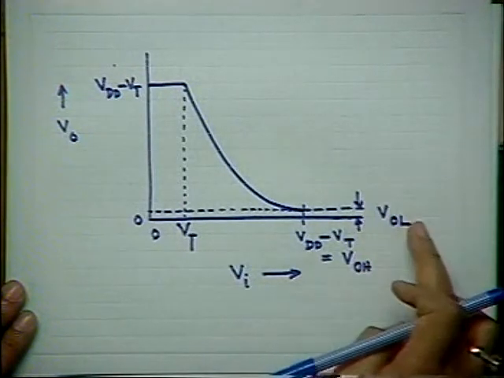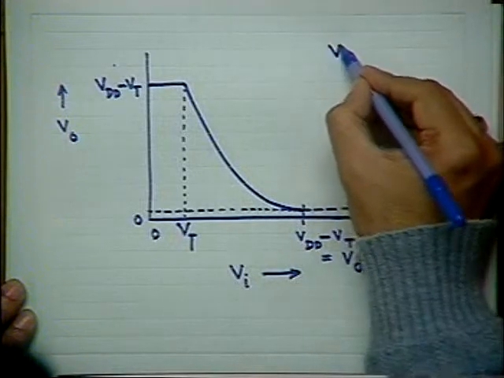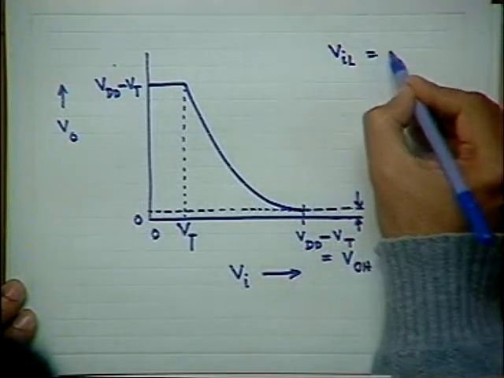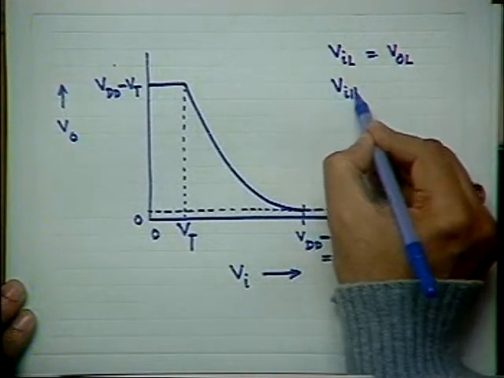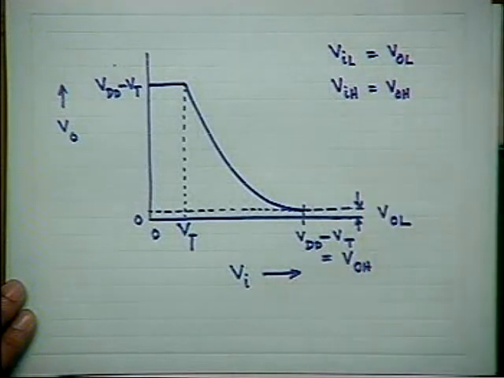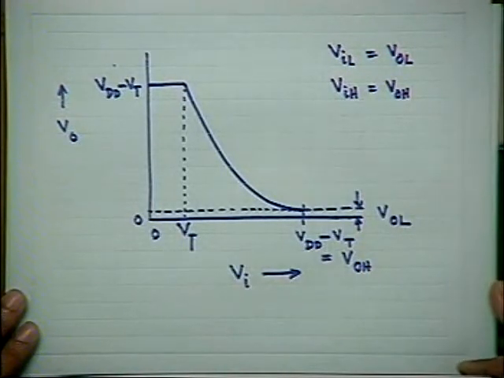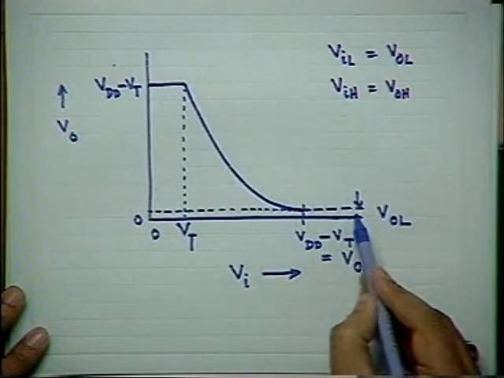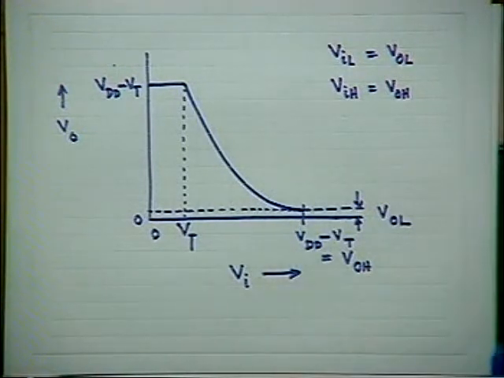You see that VOL and VIL are the same, which I've already told you, don't get confused. VIL must be equal to VOL and VIH must be equal to VOH to satisfy the input-output compatibility condition. So when I write VOL, it is also VIL. When I write VOH, it is also VIH. Please note, there should not be any confusion.